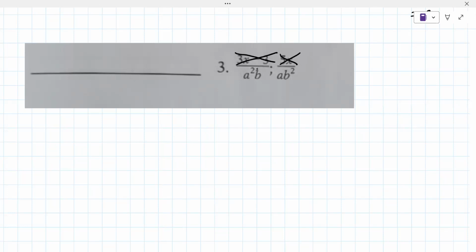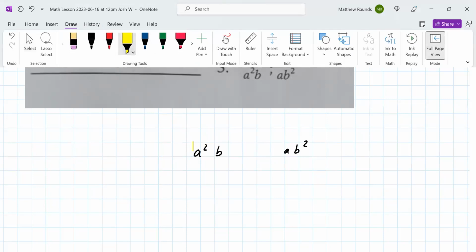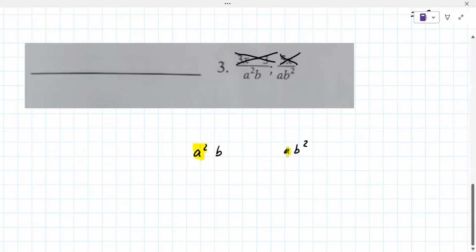Now, you're looking at a squared b and ab squared. So you have to look at them one letter at a time. So you're looking at the a squared and the a.